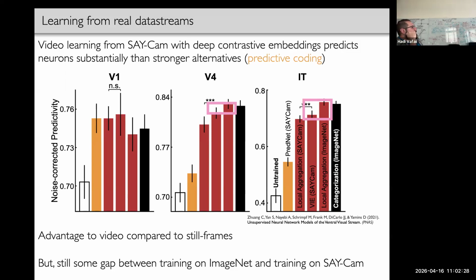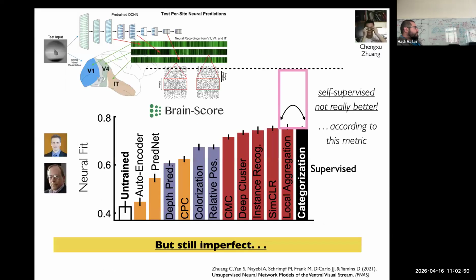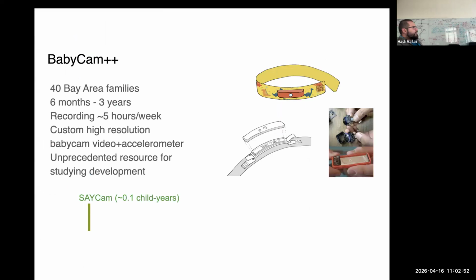And I had this debate with my student as to whether we should publish this as a negative or a positive result. Okay, it was way better than some alternative theories in terms of its ability to make predictive models, but there's still a gap that seemed weird: the naturalistic data led to worse models of neurons than the ImageNet data. So we knew that there was something not quite right there. So how do we figure out what was not right?